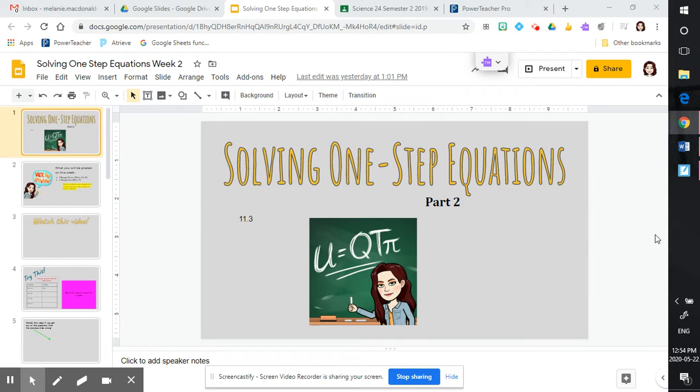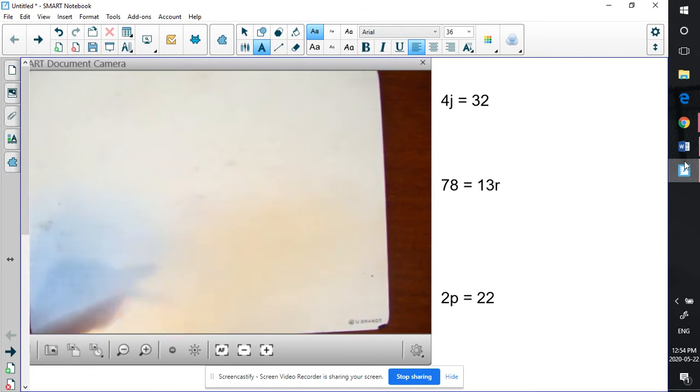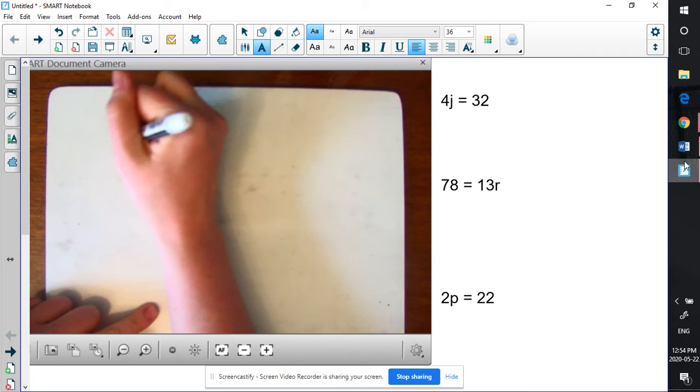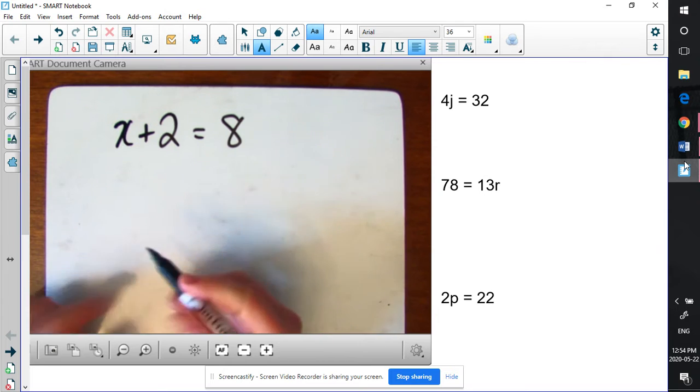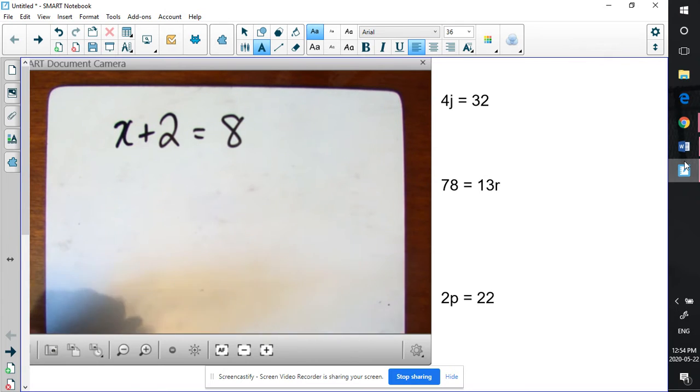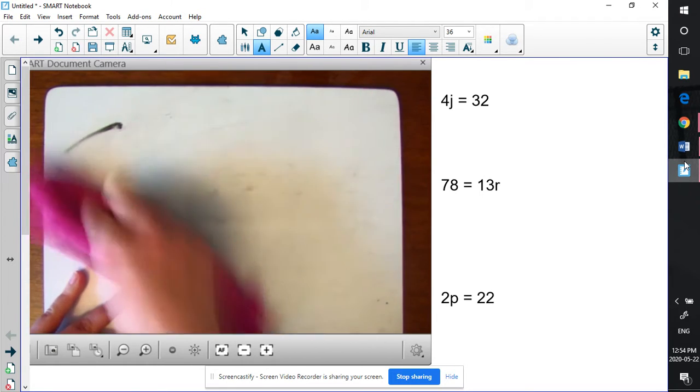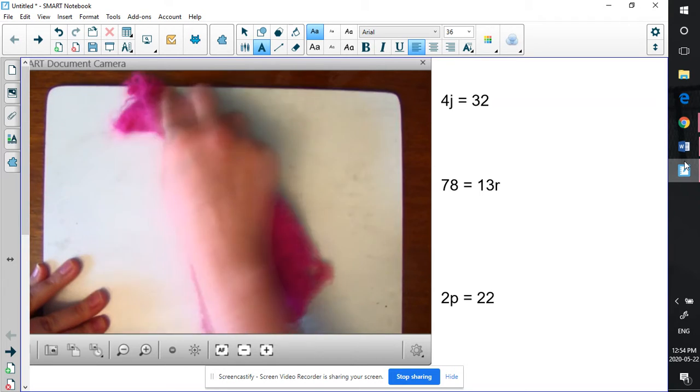Hey guys, so in this video, I'm going to show you how to solve a different type of one-step equation. Now last week, we solved one-step equations that looked something like this: x plus 2 equals 8. Okay, they look something like that. Now we're going to solve one-step equations that look like the three examples I have on the right.